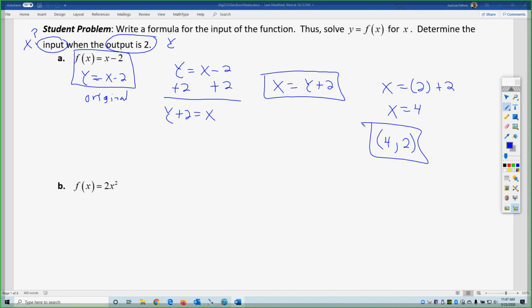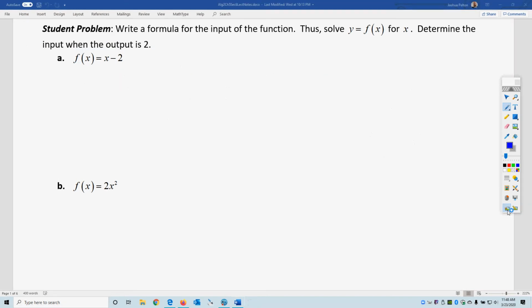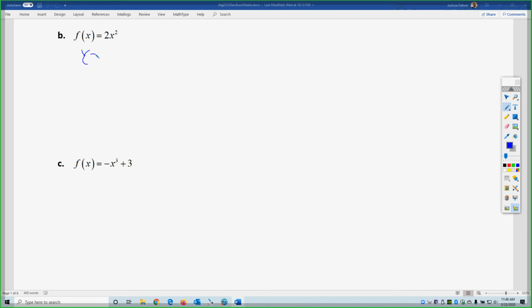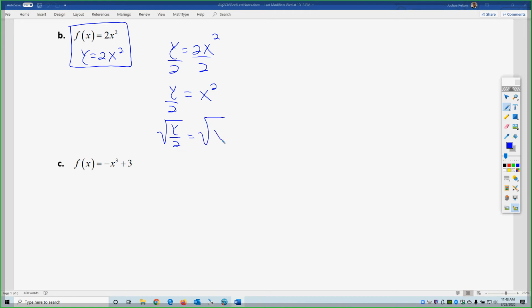Okay. All right, we'll move this down a little bit for the next one. Alright, so the original is y equals 2x squared. So y equals 2x squared, so we'll divide by 2. So y divided by 2 equals x squared. We'll square root both sides, which is incomplete, because if you take an even root, it's plus or minus. So you get x equals plus or minus the square root of y over 2.